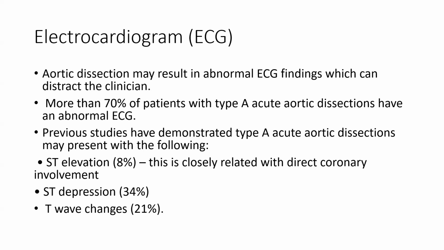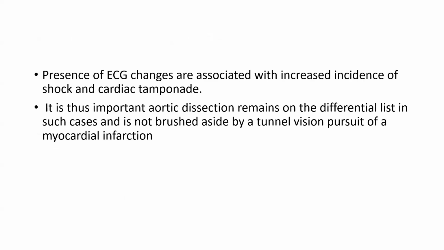About ECG, aortic dissection may result in abnormal ECG findings which can distract the clinician. More than 70% of patients with type A aortic dissection have an abnormal ECG. Previous studies have demonstrated that type A aortic dissection may present with the following. That is ST elevation, which is closely related to direct coronary involvement. ST depression in 34% and T-wave changes in 21%.